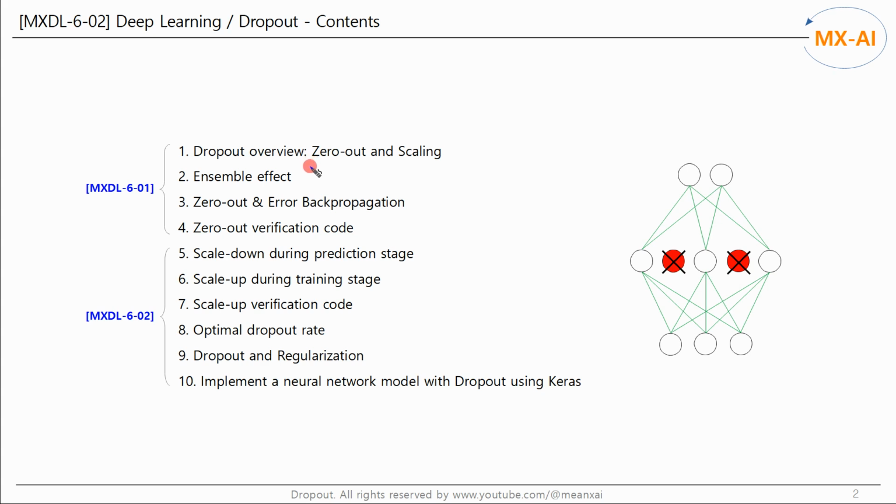In the last video, we looked at zero out, the first step of dropout. In this video, we will look at the scale down performed in the prediction stage and the scale up performed in the training stage. Let's look at the optimal dropout rate and the relationship between dropout and regularization. Lastly, let's implement a neural network model with dropout applied using Keras Dropout class.